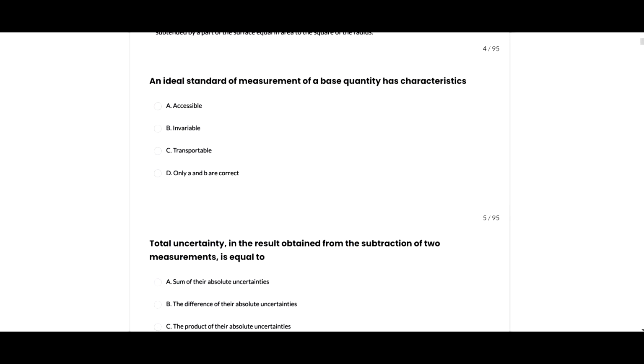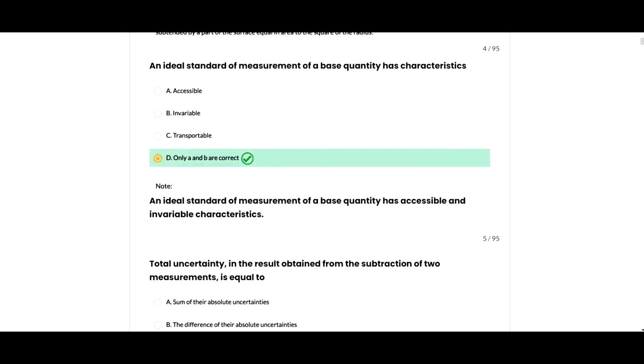An ideal standard of measurement of a base quantity has characteristics. A simple question: accessible, invariable, transportable. Very simple question. In this question, all options are correct? Must remember an ideal standard: A and B are correct. So here, an ideal standard of measurement of a base quantity has accessible and invariable characteristics. So here A and B options are correct.